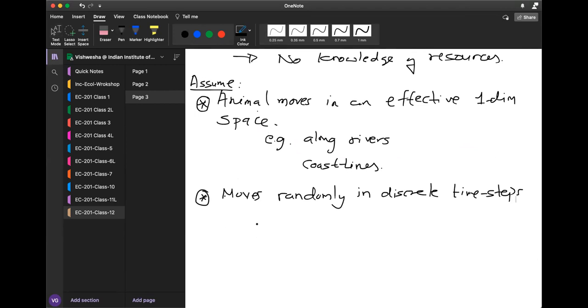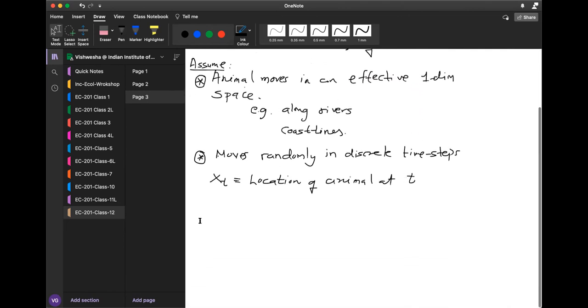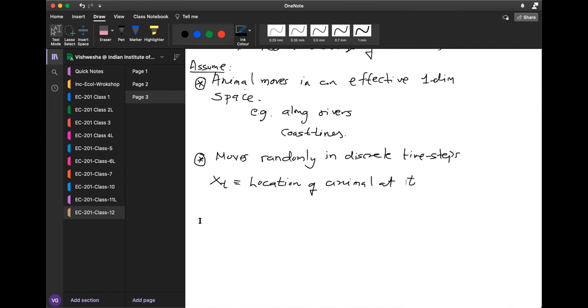Okay, so now let us write down some equations that correspond to this. What could be an equation that corresponds to it? Let's denote xt as the location of the animal at time t. I'm sorry that we are using xt again. Can you think of a better notation than xt for spatial location? So we don't overlap with the logistic model and stuff. Or is it okay? Small x. Okay, we will stick to this.